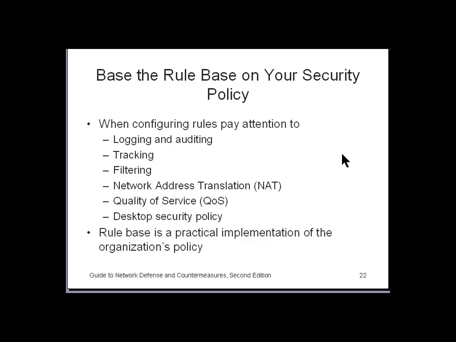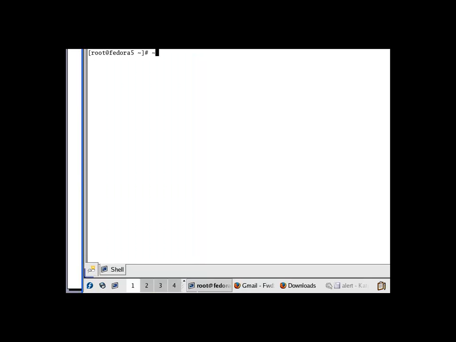So in configuring rules, we want to pay attention to logging and auditing. That is, logging if, let's say, there's something in particular that we want to be watchful for. Let's say too many packets coming from a particular domain. We might want to log that. We want to be able to track all the packets that are coming in, and we can actually do this right here simply with Linux.